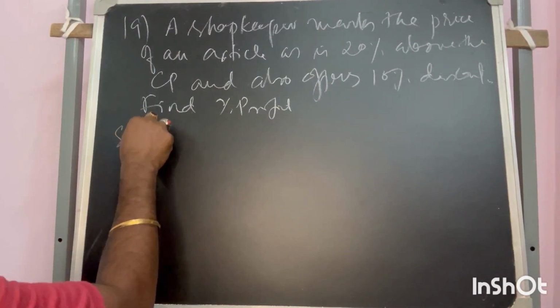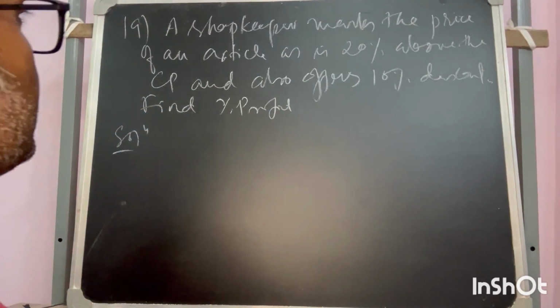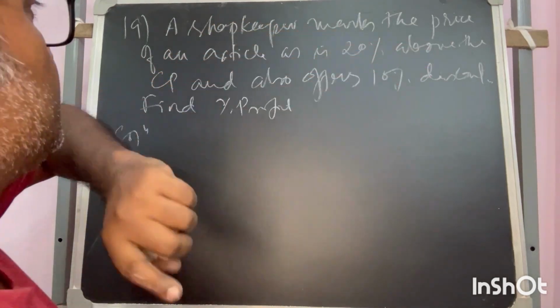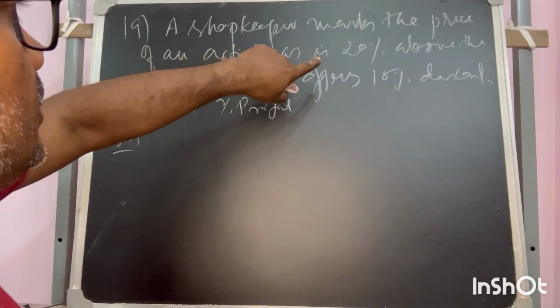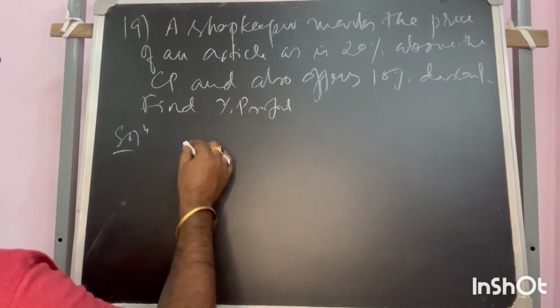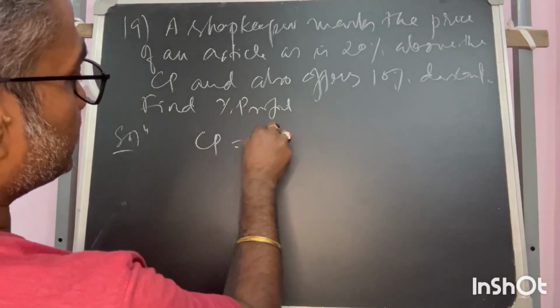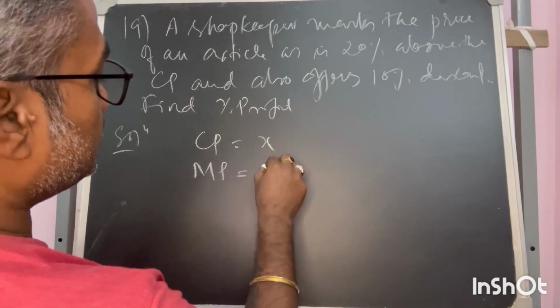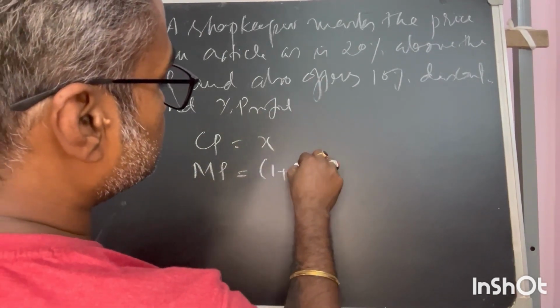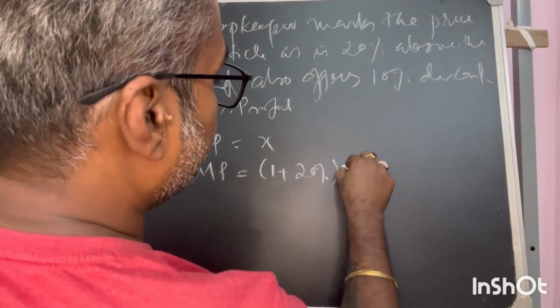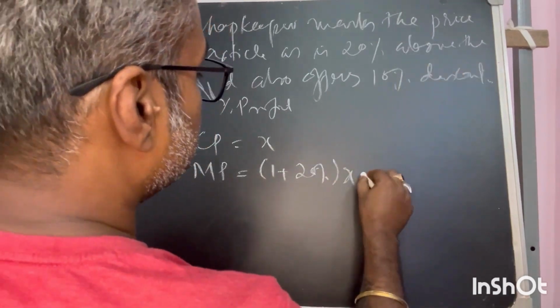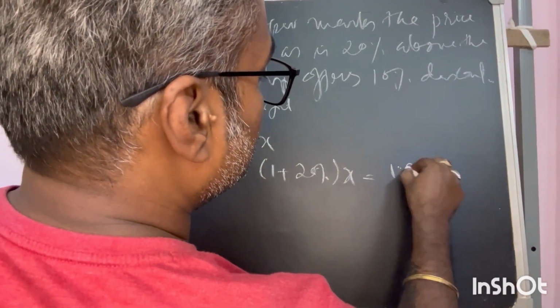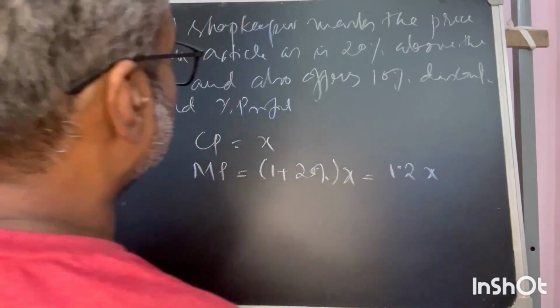so how are you able to solve it? The shopkeeper marks the price of an article 20% above. So let the cost price be X. So the marked price is equal to 20% above, meaning 1 plus 20% of X marked on the cost price. So that means 1.2 of X. This is the marked price.